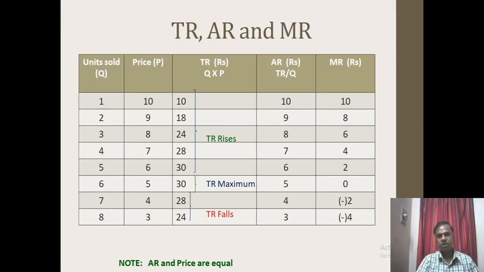This schedule gives TR, AR and MR. Right? So here the units sold are given, price is given, TR is given, AR is given, MR. AR is derived from TR, MR is derived from TR.